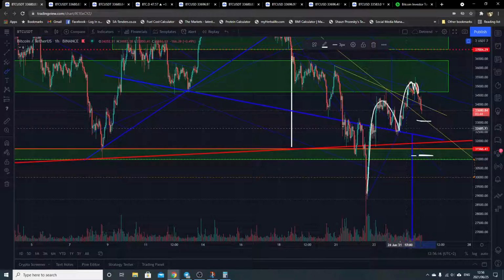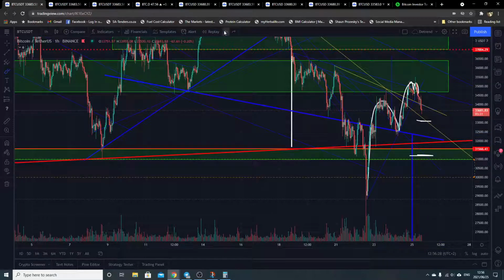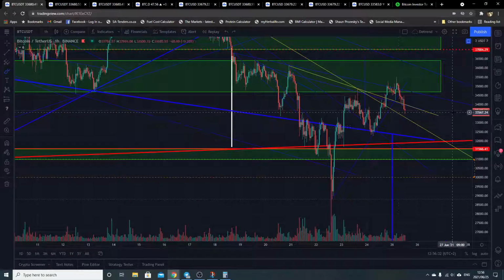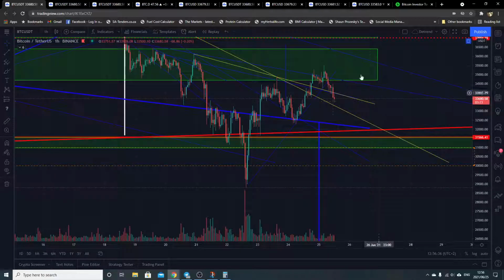Okay, so we bounced there, we got a touch there, a touch there, a touch there, we broke through and came back out, and we got another touch there. Let's hope we can get another touch over here. Let's just clear this chart up for you guys so it's a little bit easier to see. Alright, so this is what's going to be happening now in the immediate short term for the trade.